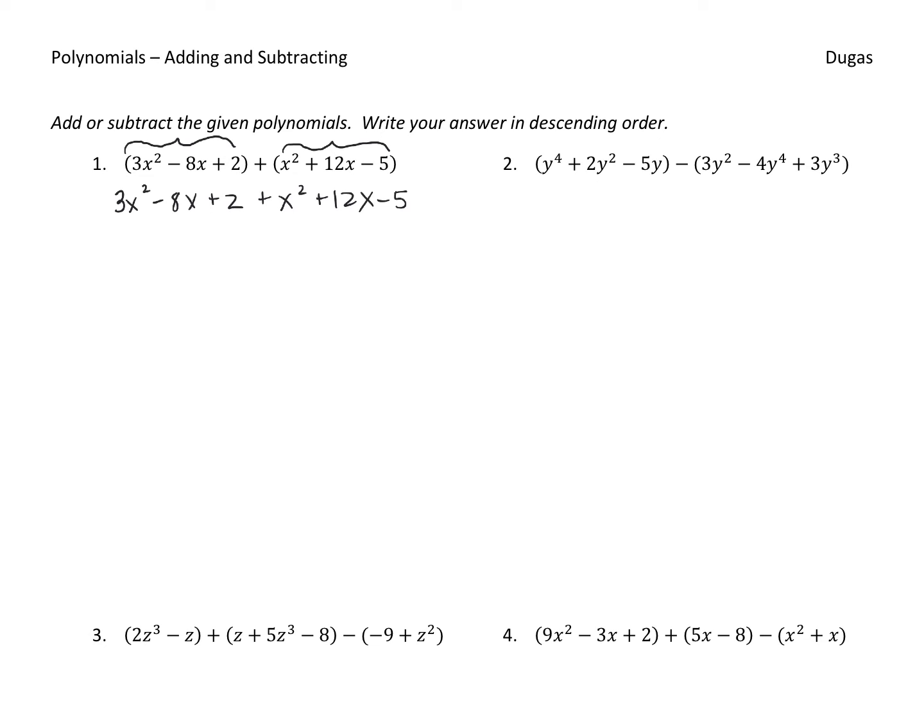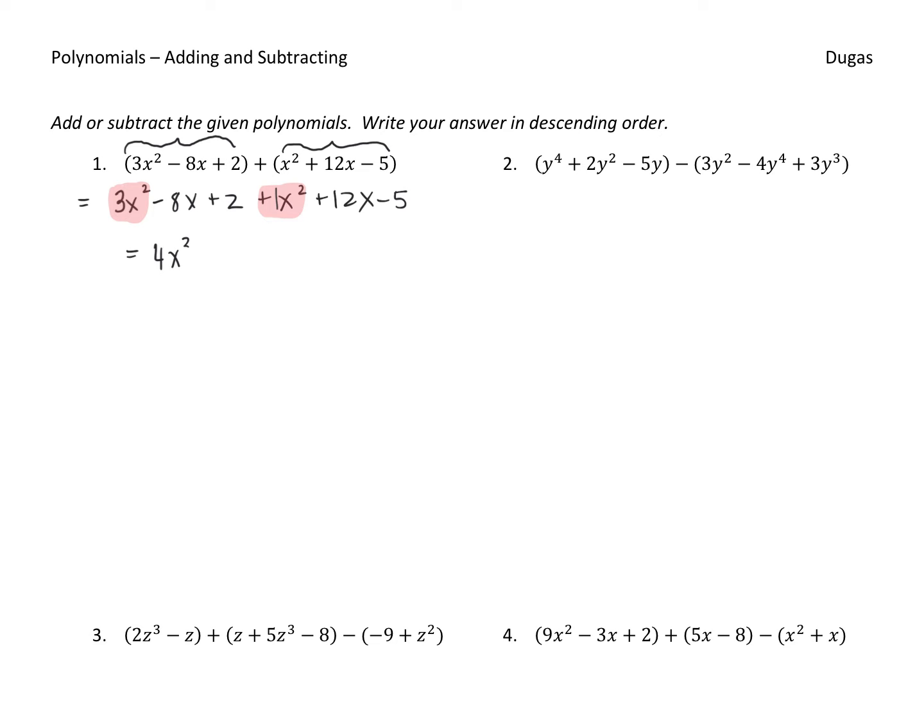Okay, so what I want to look for now are like terms. So in the first polynomial, I have a 3x squared. I'm looking for another x squared. So I have a plus x squared. So those are like because they have the same variable and the x has the same exponent. They're both an x squared. To combine them, you simply add the coefficients, which are the numbers in front. So 3 plus 1 is 4. So that would be 4x squared.